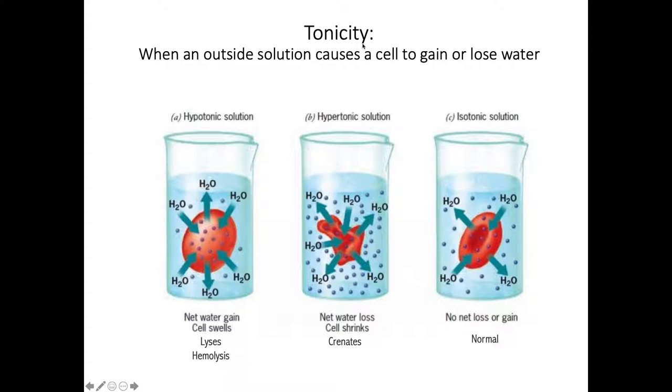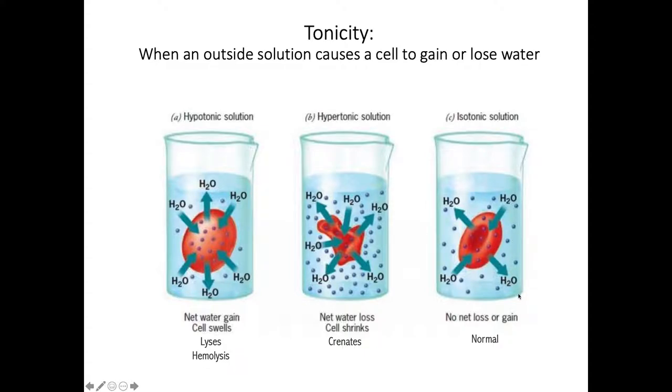So let's take a look at all three of these solutions, or tonicities. The first one, let's talk about isotonic solutions. Iso means equal. Here, imagine if we placed a red blood cell in a beaker that has the same amount of water on the outside as on the inside of the cell, and the same amount of solutes, such as sodium chloride salt or even glucose, which is another type of solute, on the inside of the cell as on the outside of the cell.